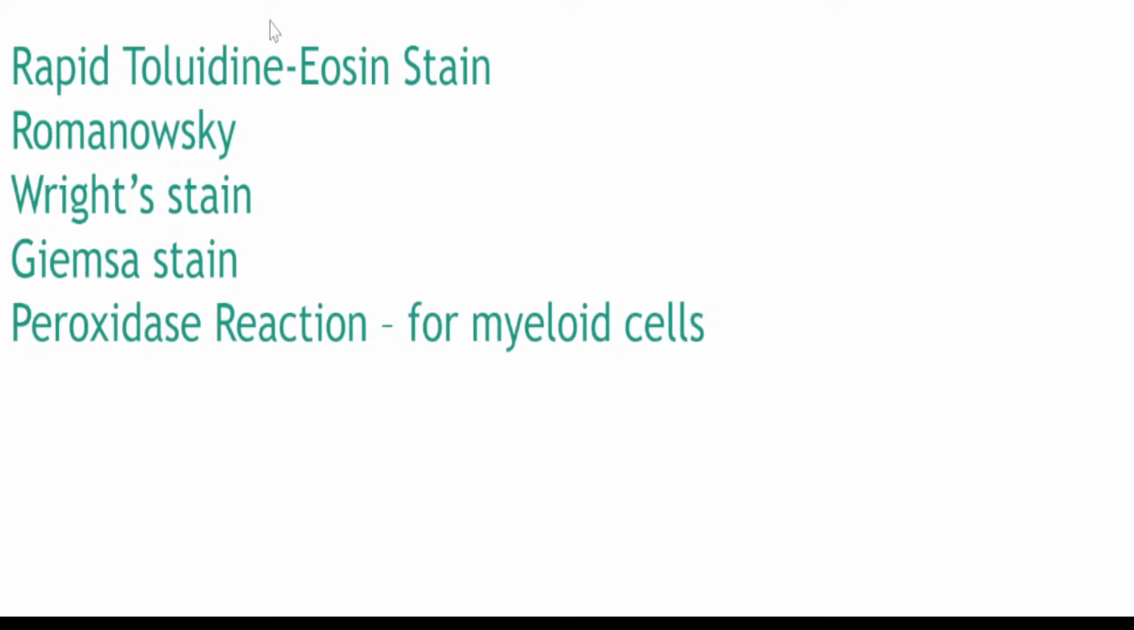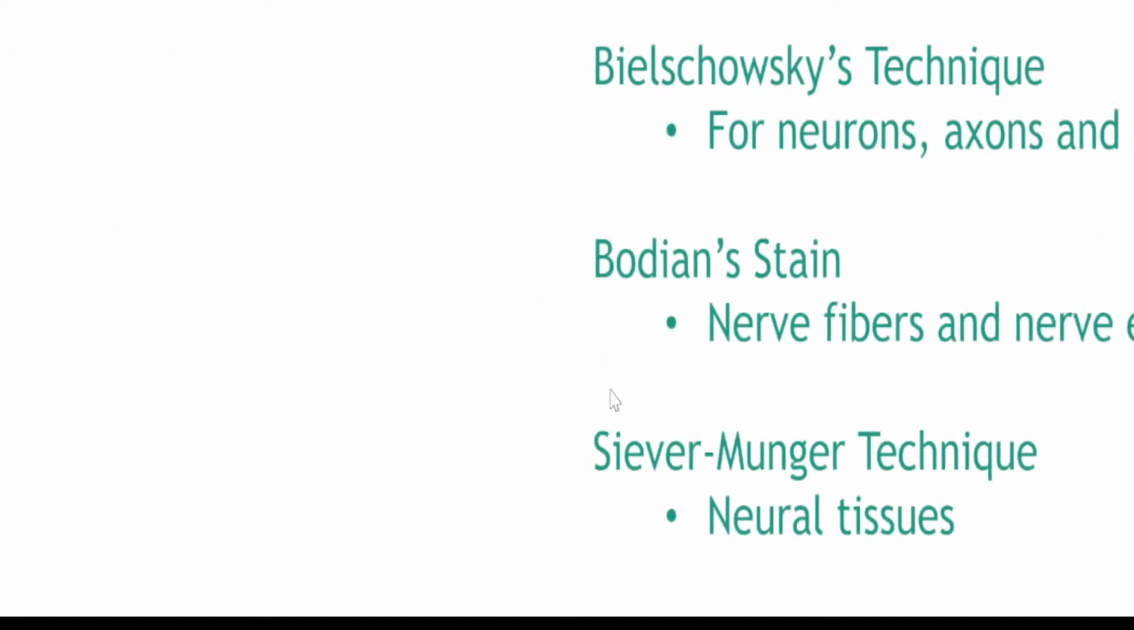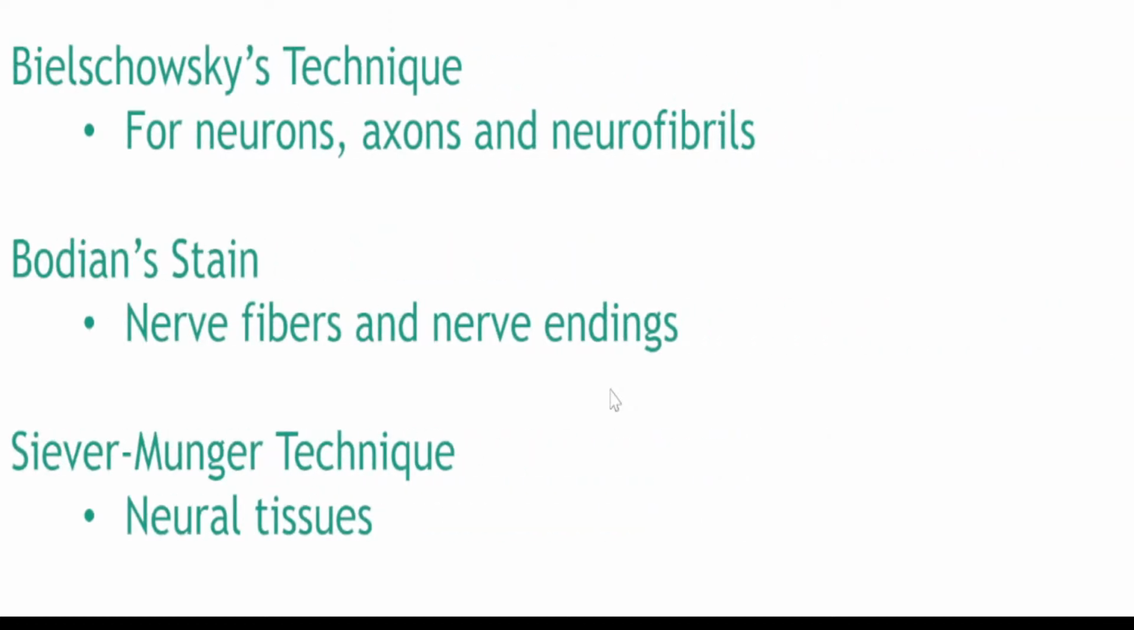It's very cool, this one. Romanowsky stain, Wright stain, and Giemsa stain. Giemsa is more or less done for what? Blood banking procedures? For what particular purpose? Malarial screening. Peroxidase reaction is used for the demonstration of myeloid cells. For what cases, you ask? Leukemia.